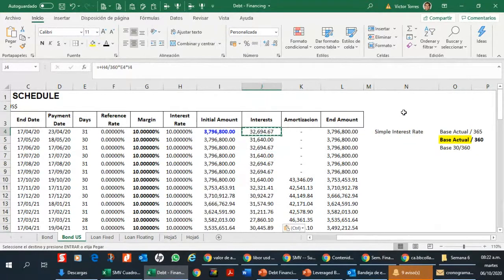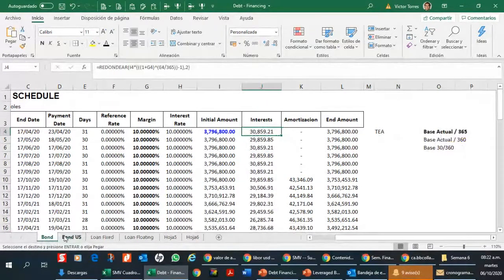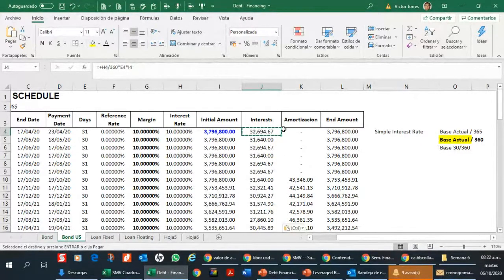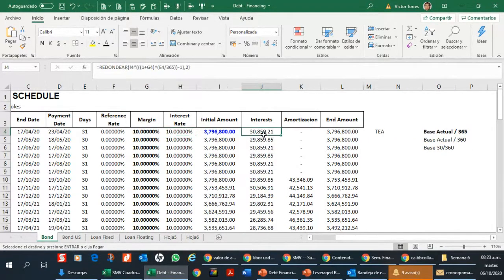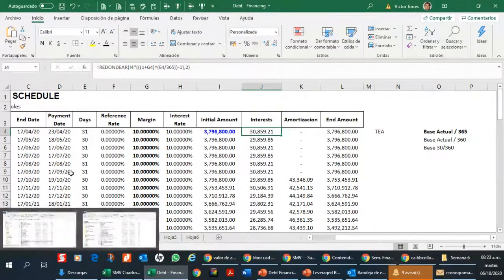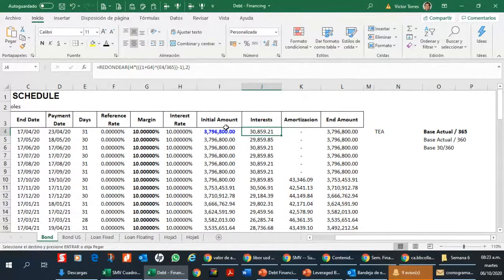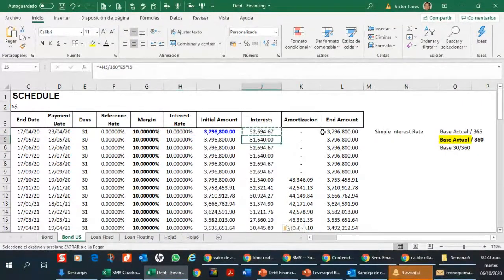And you obviously are realizing that compared to the tasa efectiva anual, the simple rate charges you a higher amount. The way it's structured, when you convert this interest rate of 10% using the compounded formula, it's going to give you a lower amount in the compounded than just using the simple way, as it usually happens with the formula.